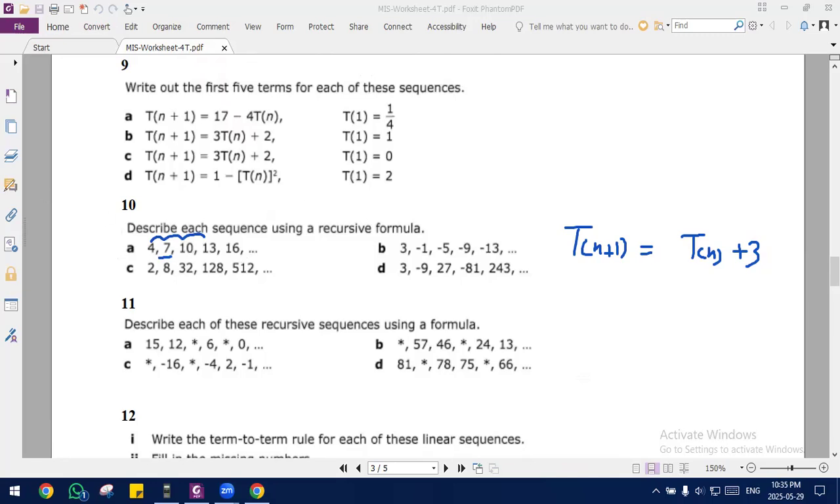This is for part A. Let me take it next to A. Tn plus 1 is equal to Tn plus 3. Now let me do B. So Tn plus 1 is equal to, now here let's try to understand the rule. Minus 4, minus 4, minus 4. So we say the previous one, Tn minus 4. This is how we define it.